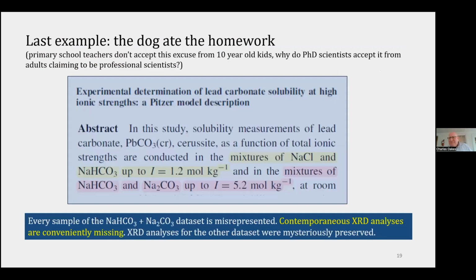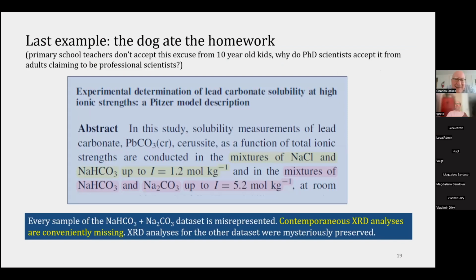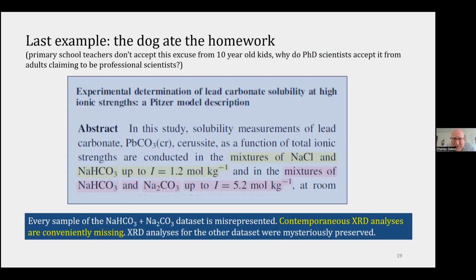So this is my last example. And in this case, same guy, strangely enough, purported to publish the solubility of lead carbonate in various carbonate solutions. So he's got two data sets. In one set of samples, he's got a mixture of sodium chloride and sodium bicarbonate. And in his other set of samples, he's got sodium bicarbonate and sodium carbonate, no sodium chloride in these.